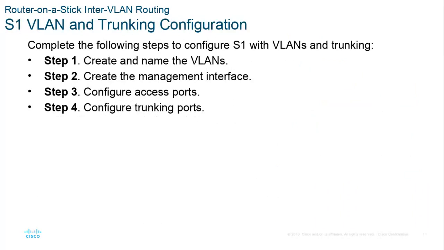So here's what we're going to do. We're going to create and name the VLANs. We're going to create management interfaces on the switches. We're going to configure access ports like port 6 to the first PC, PCA, on the first switch, port 18 from S2 to the second PC, and we're going to configure our trunking ports.